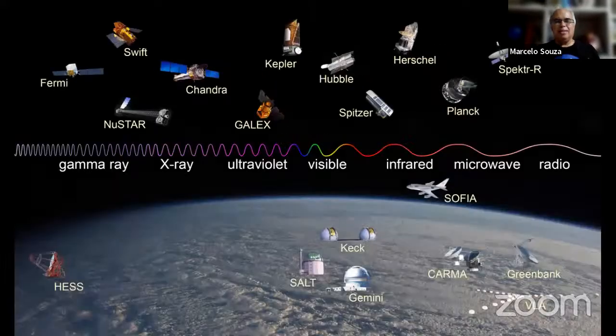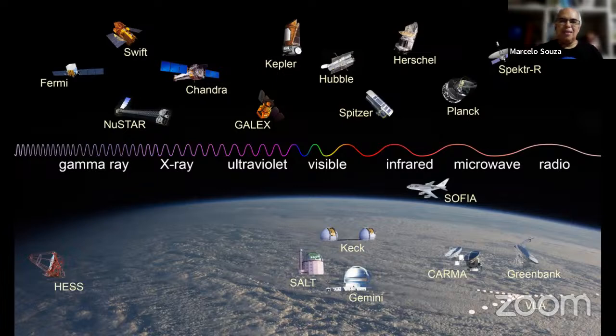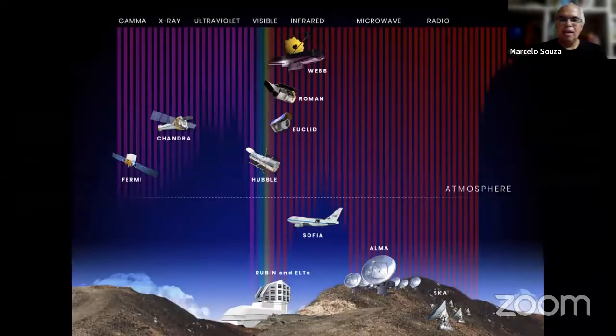I have here an image that shows more space telescopes that were already sent to space. Then we have information in different wavelengths, in different frequencies. We now have conditions to study the universe in all the frequencies. And this was SOFIA that I mentioned, and Hubble, Chandra, Fermi, the space telescopes.